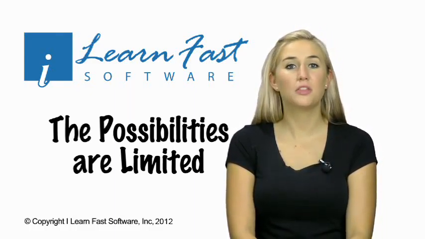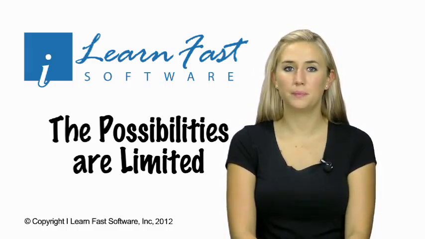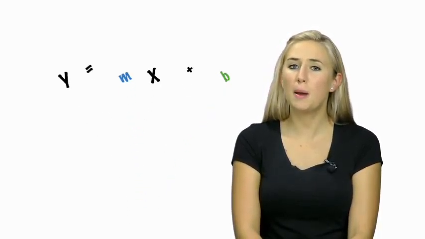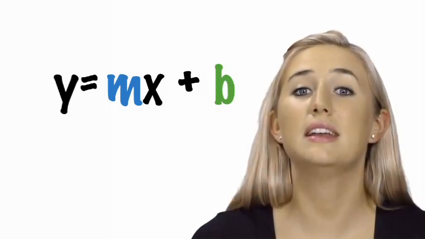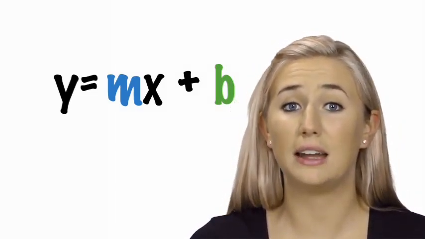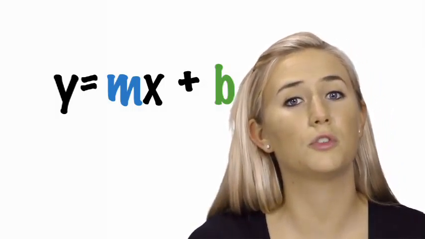This lesson is titled, The Possibilities Are Limited. The last few lessons, we've been working on the slope-intercept form of a line. You remember y equals mx plus b, right? That is a very natural way to write an equation of a line if you know 2 points or if you know the slope and starting value.